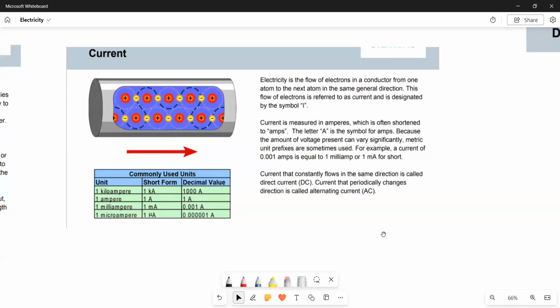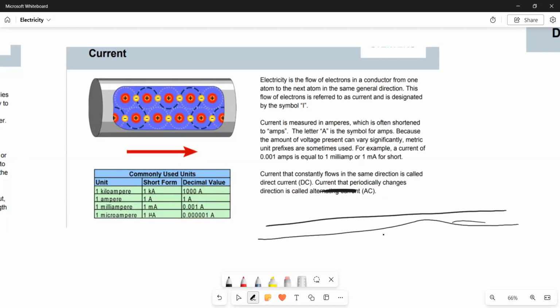I just want to clarify something with you. Let's say you have, let me see if I can draw it here, a conductor, and you connect a battery to it. So this side is positive, this side is negative.